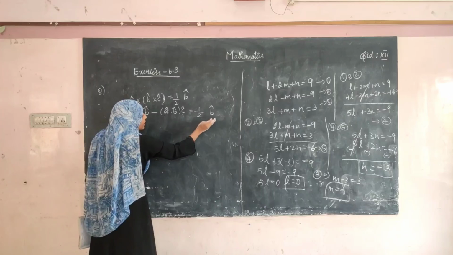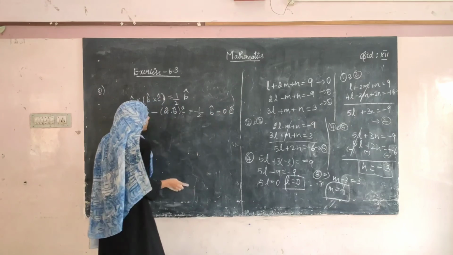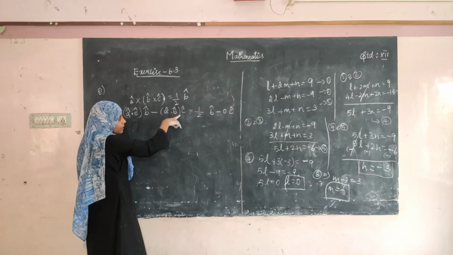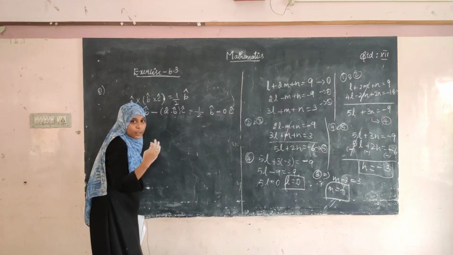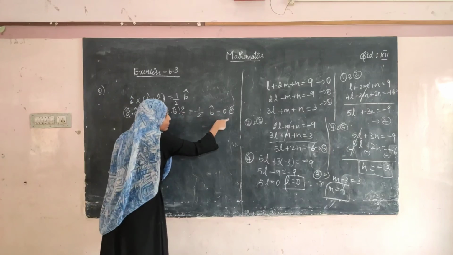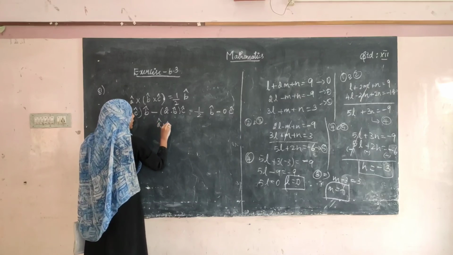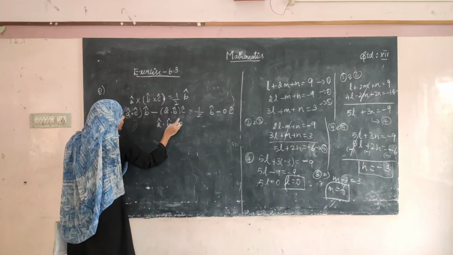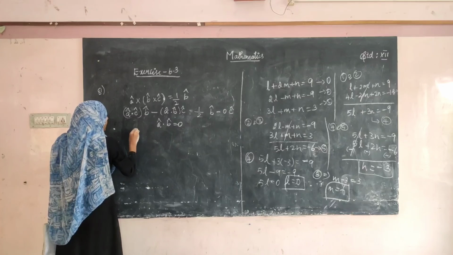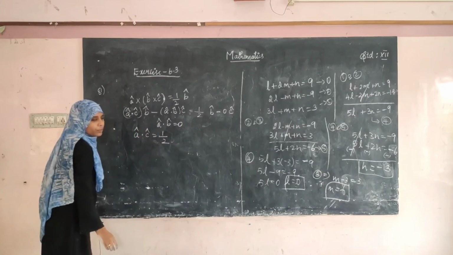So on equating in this, we can write like this: 0 into C cap, right? That is the coefficient of C cap. We have to equate the coefficients on both sides because B and C are non-parallel. So while equating, what you will be getting is A cap dot B cap equal to 0, and then this one it becomes A cap dot C cap is equal to 1 by 2.